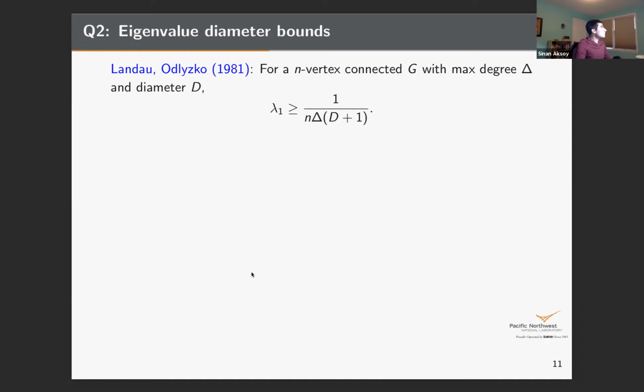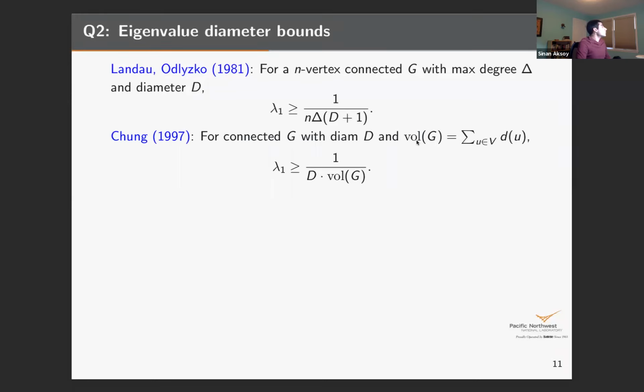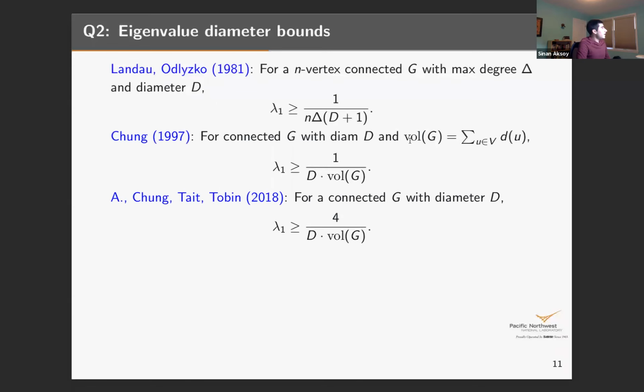So one example comes from 1981, where we have a lower bound that depends on the number of vertices, the maximum degree, and the diameter. Later, Chung in 1997 was able to improve that by replacing n times the maximum degree with the volume of the graph, which is just the sum of all the degrees of the vertices in the graph. And in this same work, we were able to improve that by a factor of 4, showing this lower bound of 4 over d vol G. Okay, so we improved it by a factor of 4.